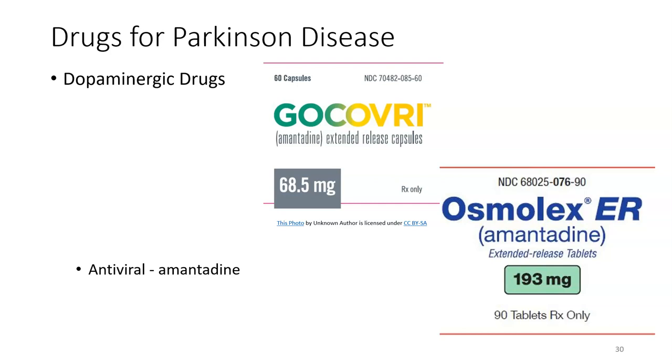It is available by brand names. Rimantadine is what it's used for when it's used to treat the flu. But for Parkinson's disease, Gocovri is one of the brand names, and Osmolex is another. So amantadine is actually an antiviral drug.